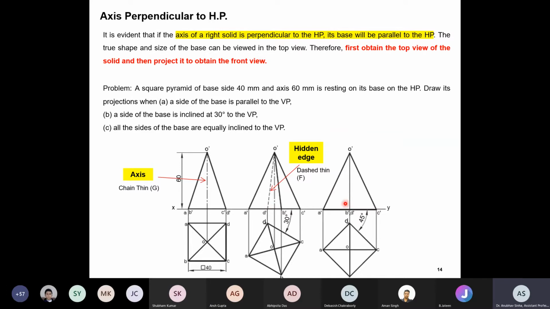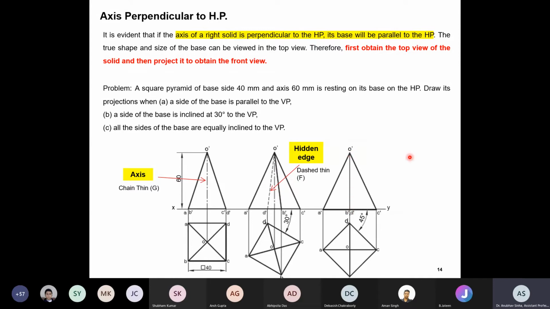In a similar way, if I get another question which says that all the sides of base are equally inclined to the VP, it basically means that it is inclined at 45 degrees. So instead of 30, I will draw at 45 degrees. I will take the projections and then I will make a triangle. Now one interesting thing here is that here we see the hidden edge. Here we are not seeing that. And here we don't even see the axis.